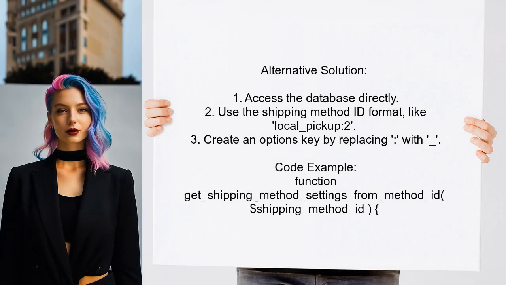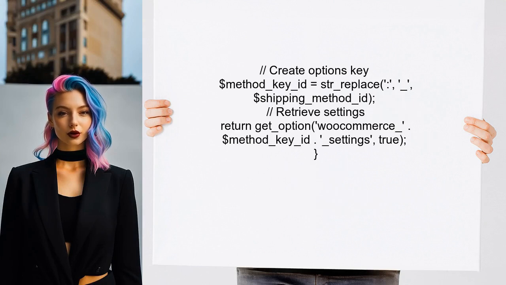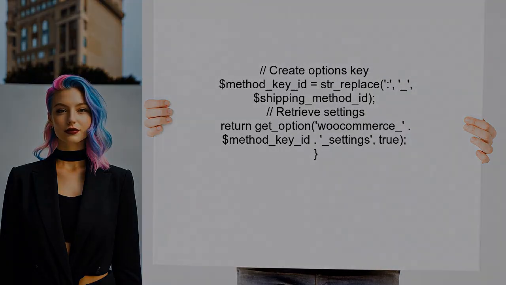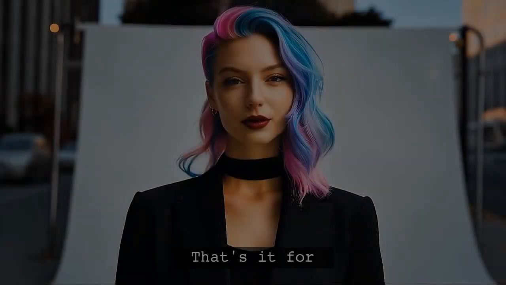An alternative approach shared by another user involves directly accessing the database to retrieve shipping method settings. This is particularly useful when the same shipping method is used multiple times, like local pickup options. That's it for that response.